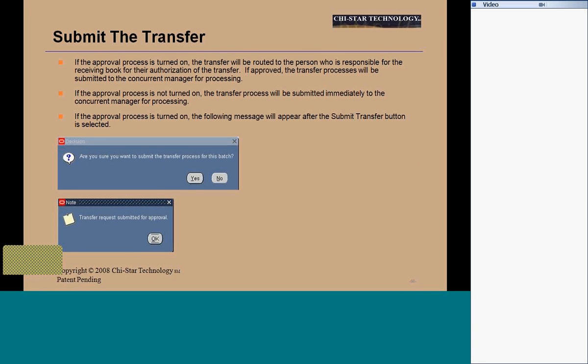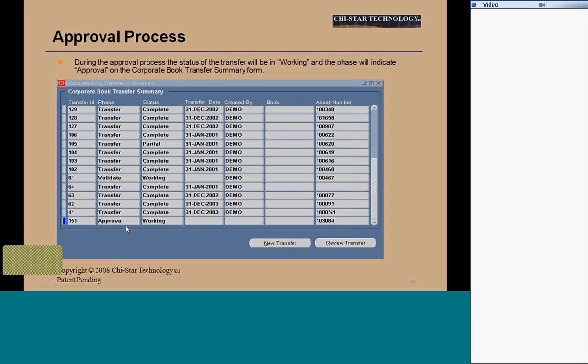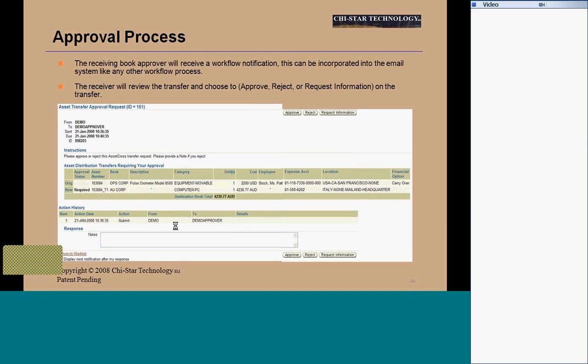It's going to go through an approval process. I'm going to see here on the summary that this is in the approval process. This is the email notification that the approval will receive. So for each depreciation book, the owner of that book will need to be identified, and that person is the one that will be receiving the email notification. We'll give them all the original information about the asset and the new information about the asset. They have a choice to approve this transfer, reject it, or request additional information. Until they select approve, nothing is done within the system.